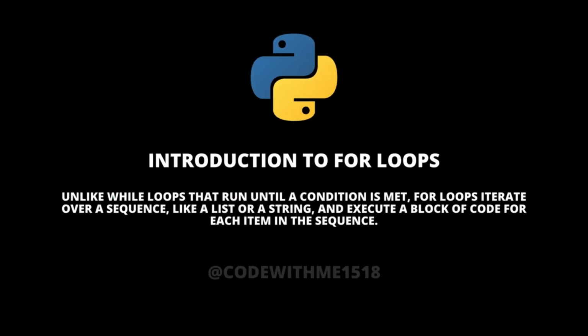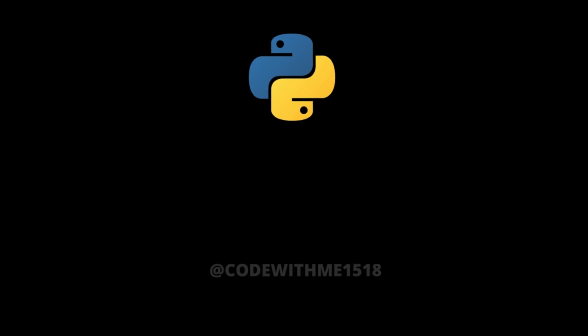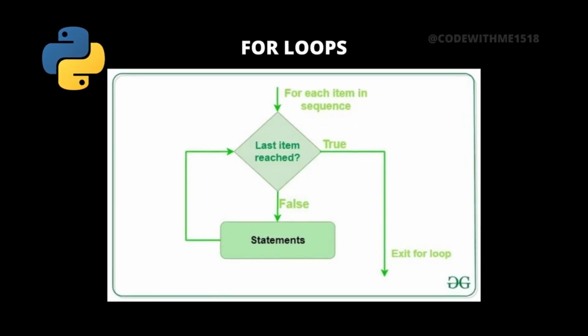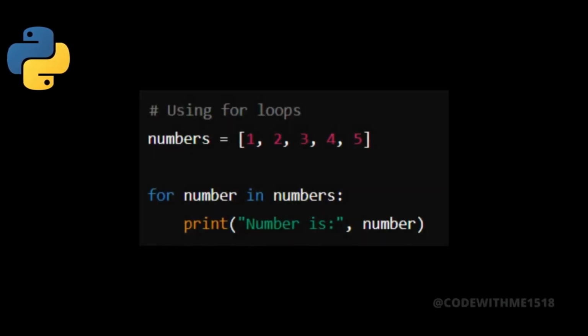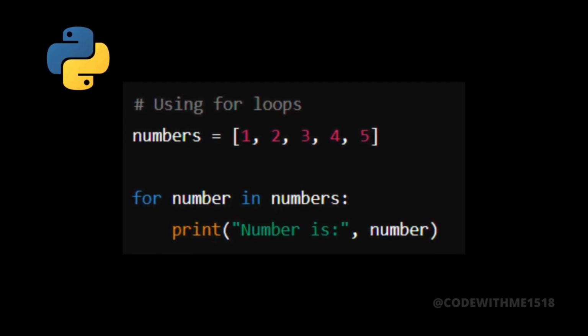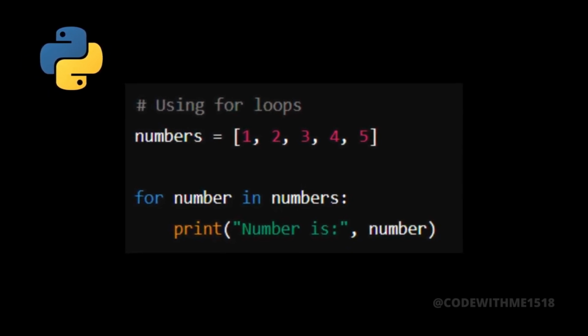Unlike while loops that run until a condition is met, for loops iterate over a sequence, like a list or a string, and execute a block of code for each item in the sequence. Here's a simple example. In this example, the for loop iterates over each item in the numbers list and prints it out.